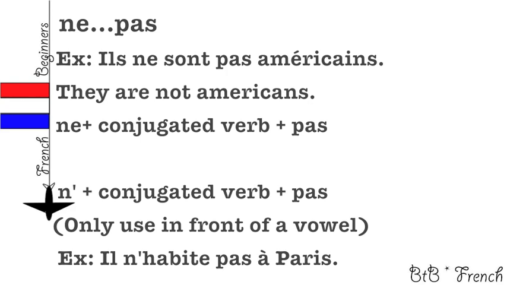Since ne is always before the verb, sometimes the ne would change to an N apostrophe, only in front of vowels. An example is, il n'habite pas à Paris.